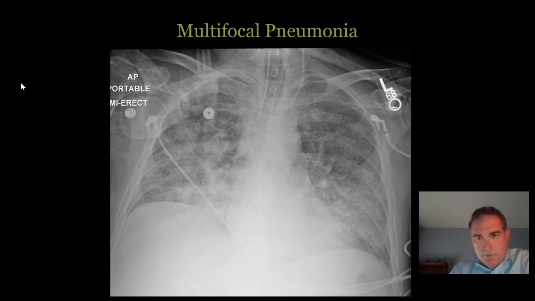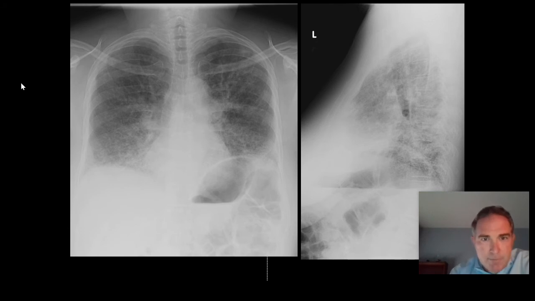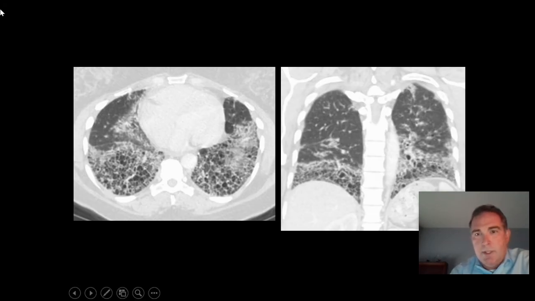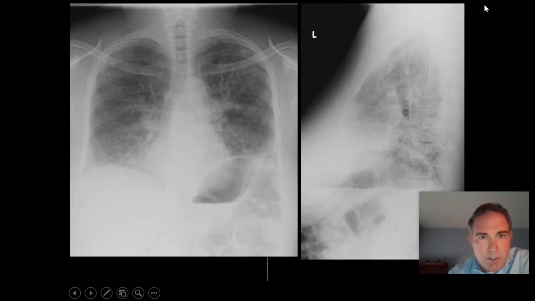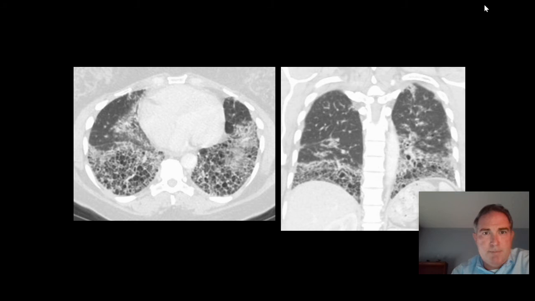This patient with multifocal pneumonia looks like edema. It looks like some more basilar reticulation. So we move on to CT. We see fairly normal looking lungs and then basilar honeycombing. This is going to be a UIP pattern, but I'm showing these again as bilateral lung disease. Not all bilateral lung disease is edema.